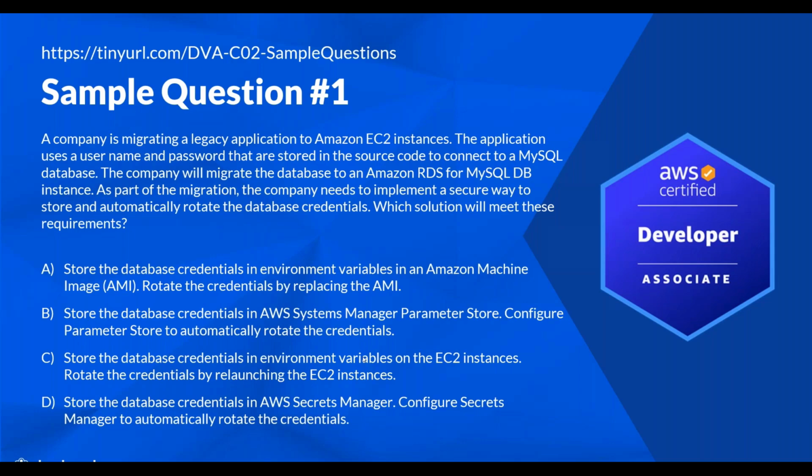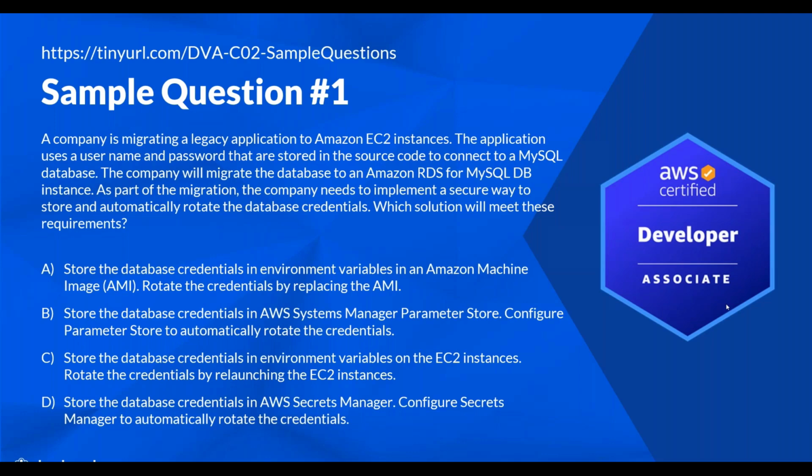Yeah, absolutely. Like Danny said, the first couple of sentences here are kind of worthless. So understanding the secure way to store and automatically rotate the database credentials, that sentence really covers all of it. And so now we can sort of narrow it down. And the best way to do this is just read through each one. So A, store the database credentials in environment variables and an Amazon Machine Image, and then rotate the credentials by replacing the AMI. Well, that's really not the best option, right? As AMIs are typically shared, and so that increases your exposure of your credentials to others.